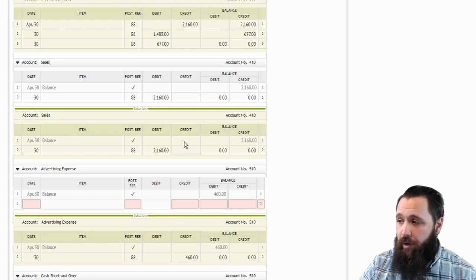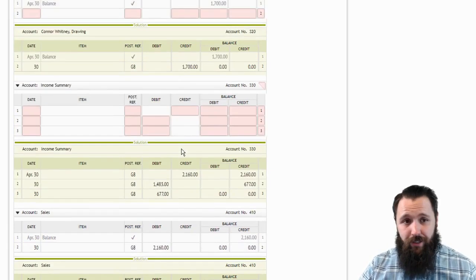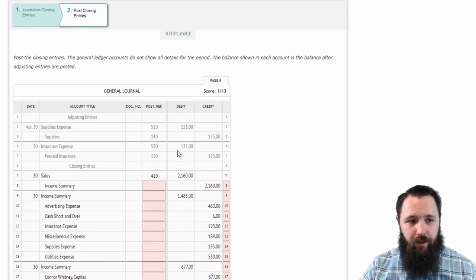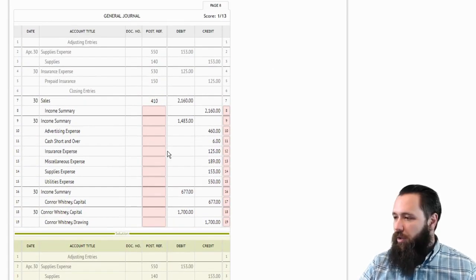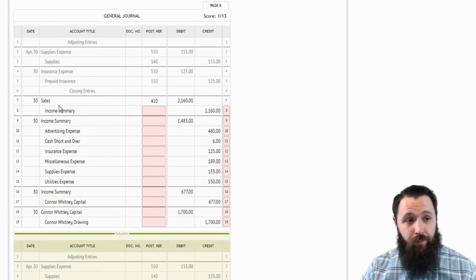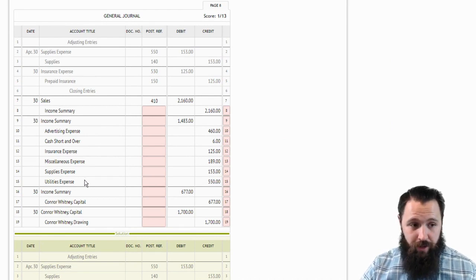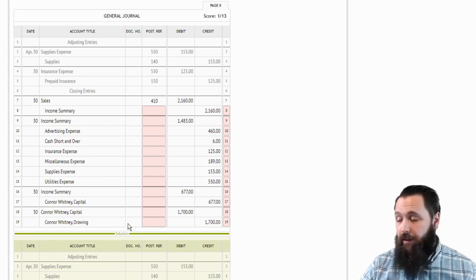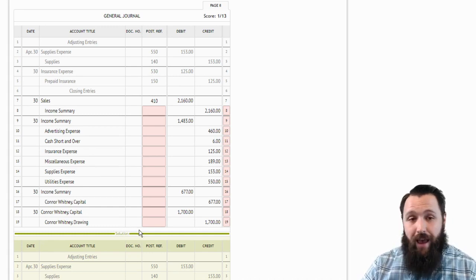And all of our temporary accounts should end at 0. And if we look at this up here, right, like what accounts will end up at 0? Well, sales will, right? Income summary eventually will. All of our expenses will end up at 0. Okay, so all of those accounts and drawing, they will all end their balance at 0.